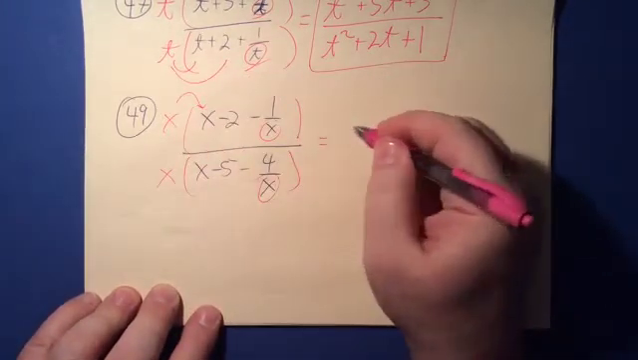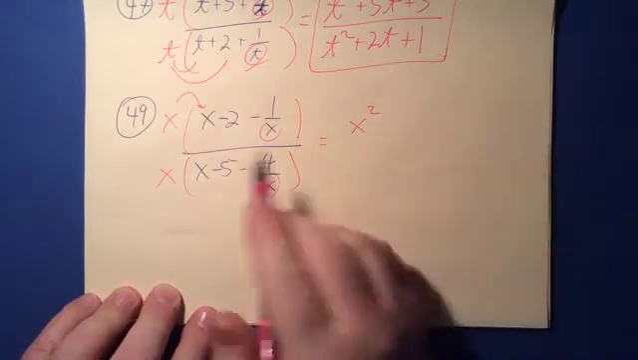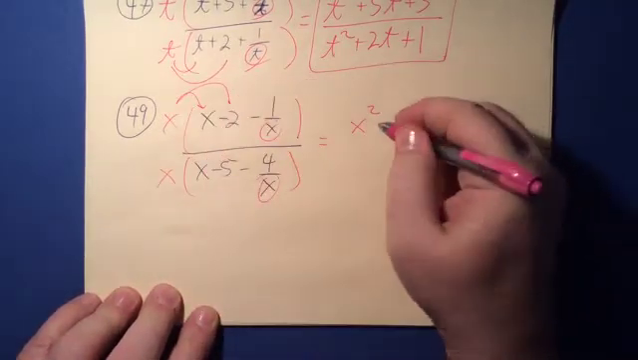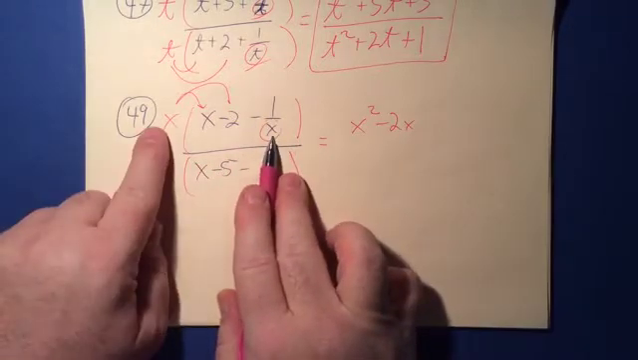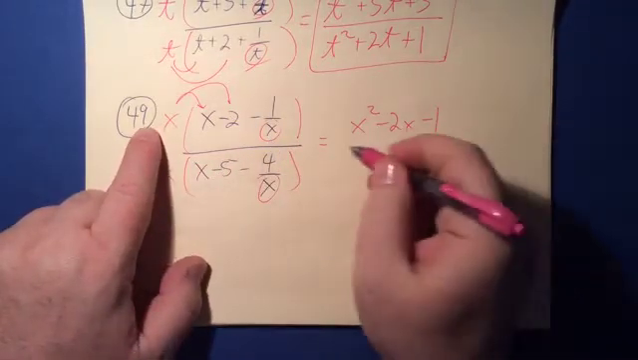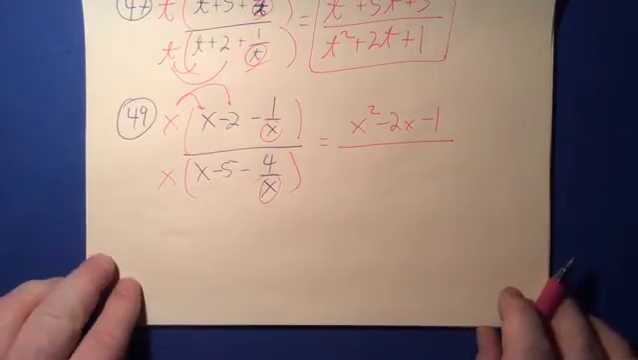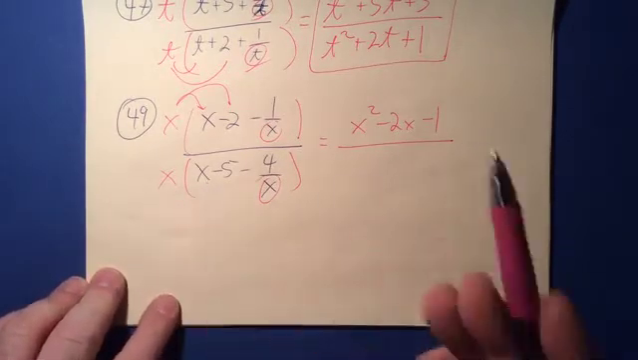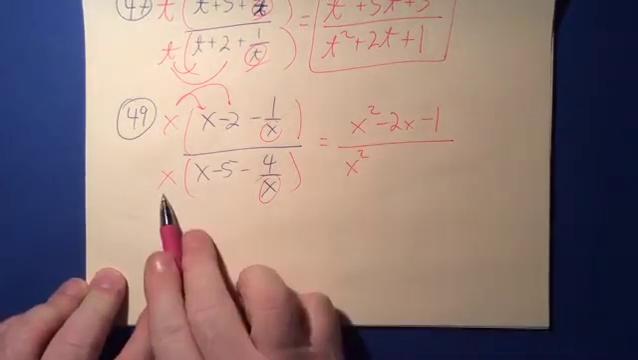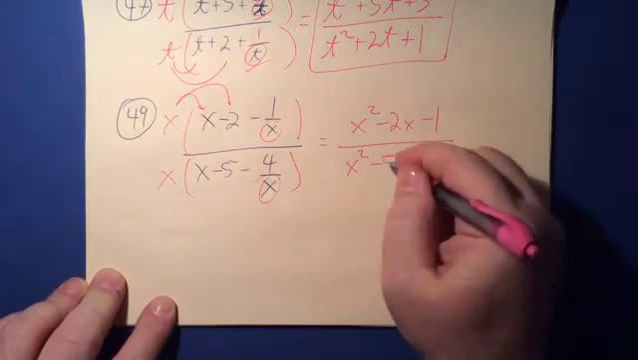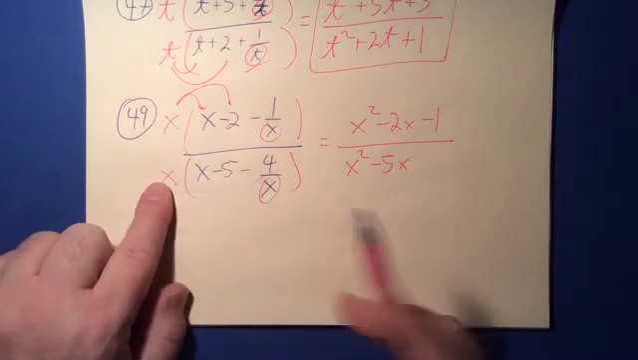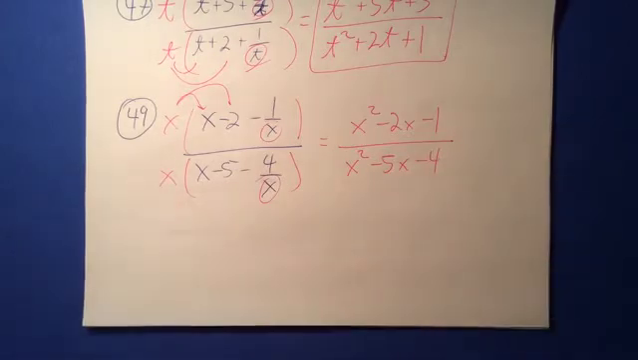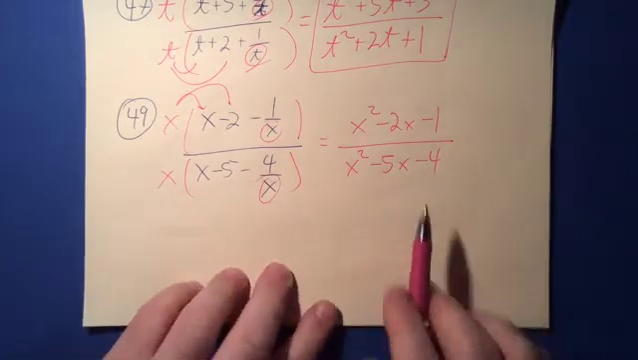X times x is going to be equal to x squared. X times negative 2 is going to be negative 2x. X times negative 1 over x, the x is reduced, leaving us with negative 1. X times x is going to be x squared. X times negative 5 is going to be negative 5x. Then x times negative 4 over x, the x is reduced, leaving us with x squared minus 5x minus 4.